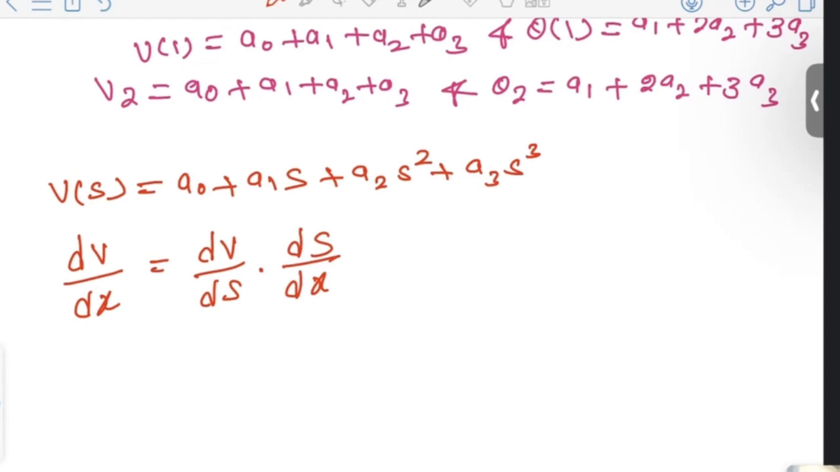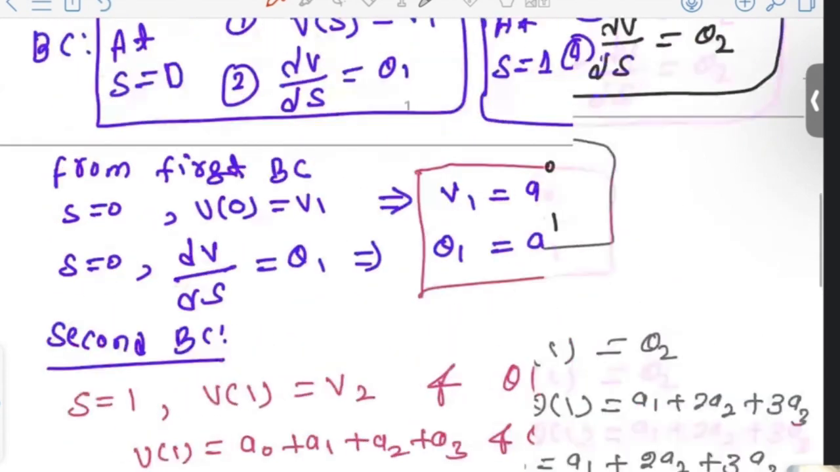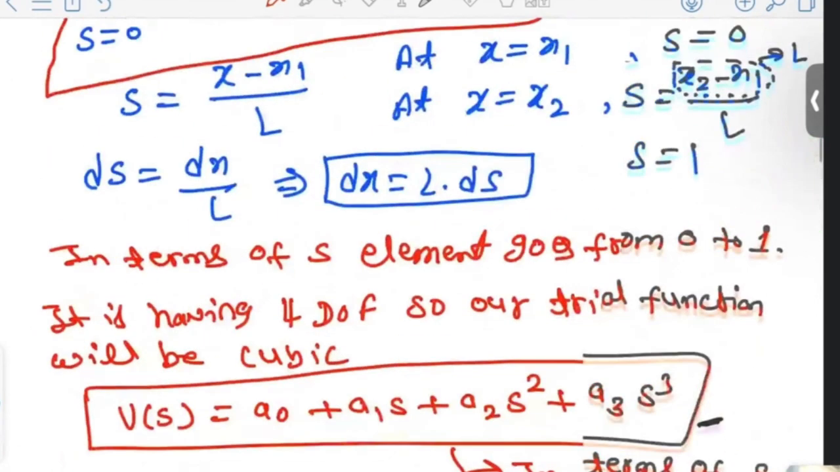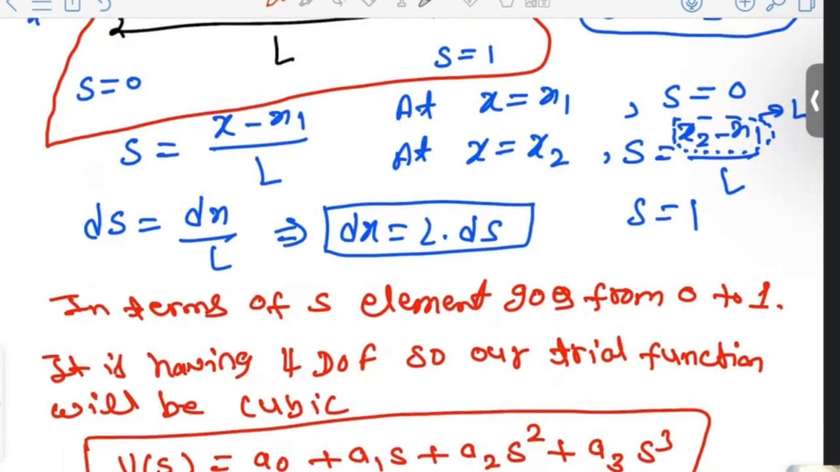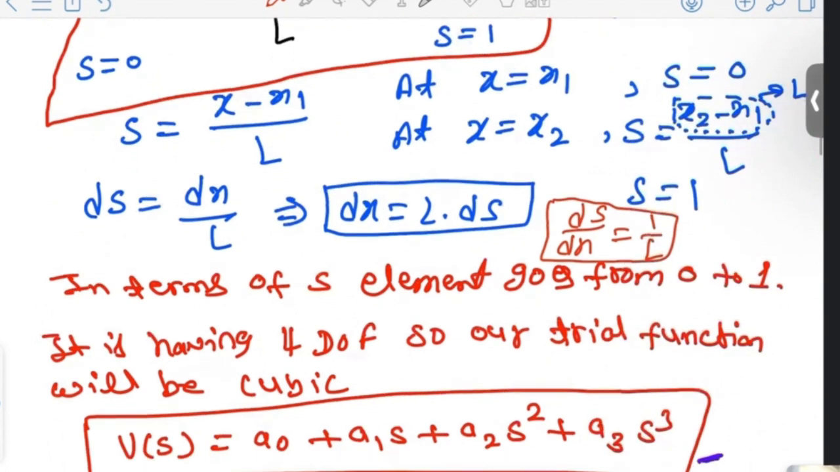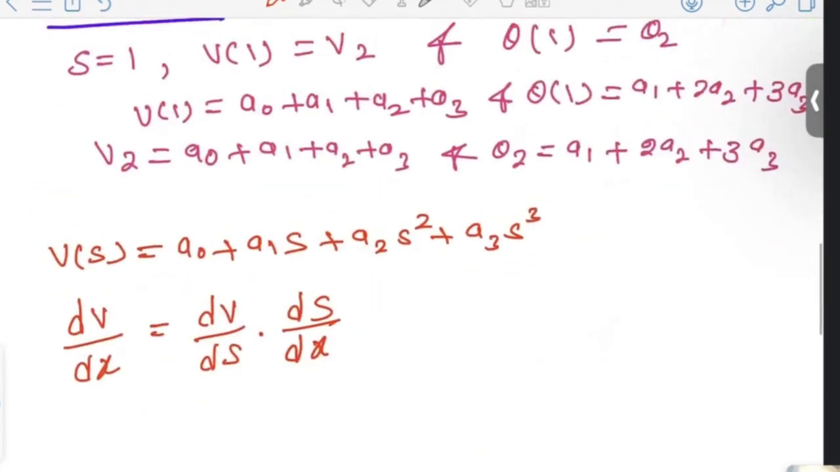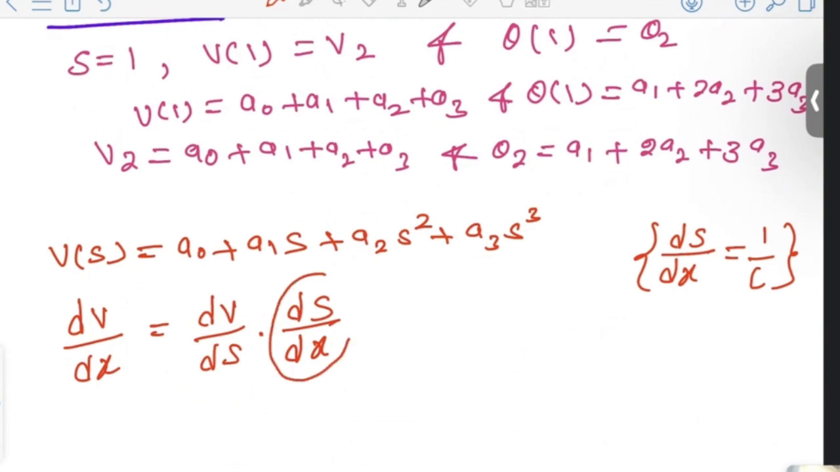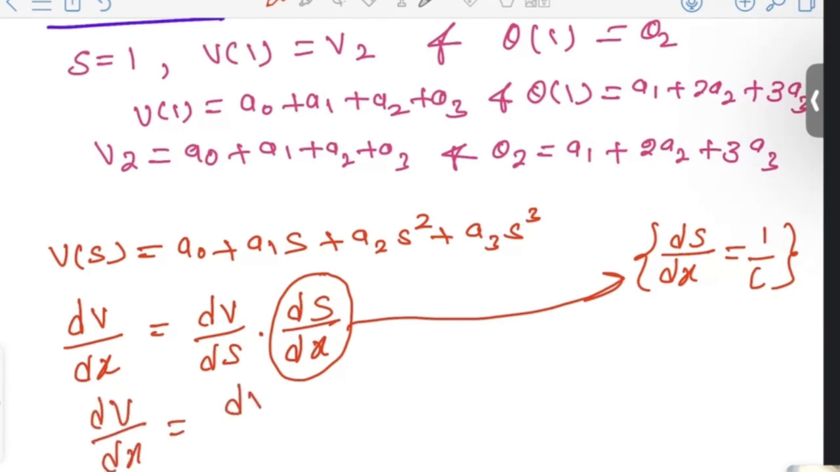Now what is dv by ds? From ds by dx, we can say ds by dx equal to 1 by L. So in place of this, what can we put? dv by dx equals dv by ds into 1 by L.